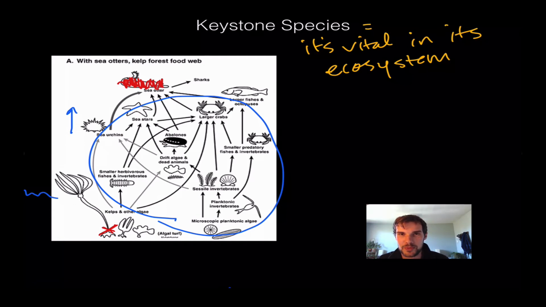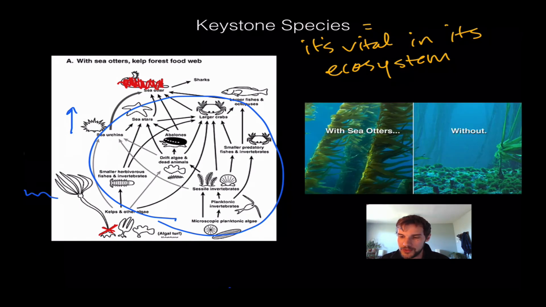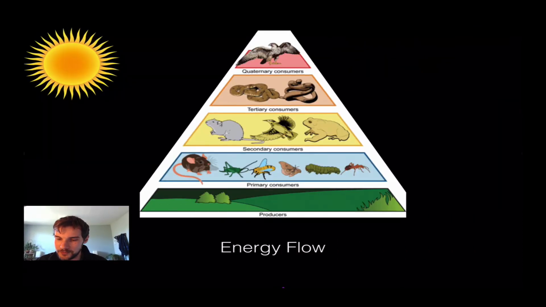So a keystone species is really important in the ecosystem. The wolf example in Yellowstone: when we removed the wolf, the entire ecosystem collapsed. So a wolf is also a keystone species. We have a little picture here of what happens with sea otters. You can see this is a pretty healthy forest of kelp, and then without the sea otters, not much life will exist.